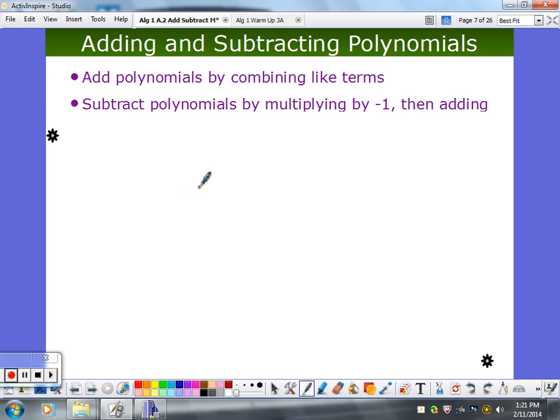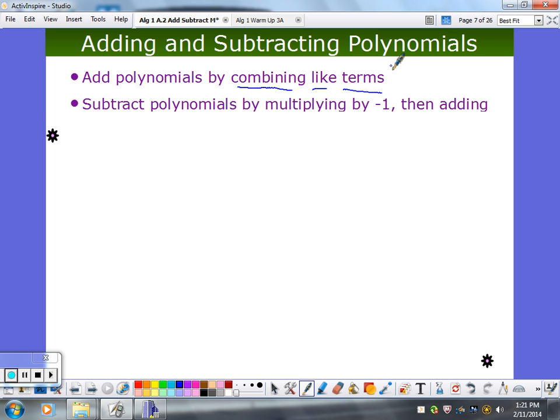Luckily, you know how to do this. You really do. You add polynomials by combining like terms. Who can describe the process? What is combining like terms? What's a like term? If you have 2x plus 3x, how many x's do I have? 5 x's, right? We're adding them. But what makes a like term?